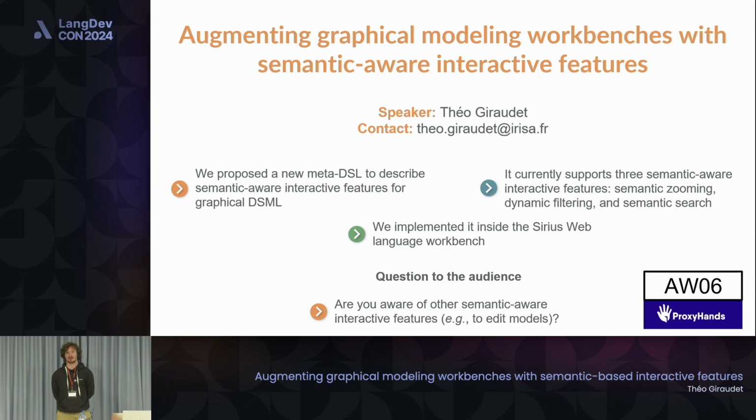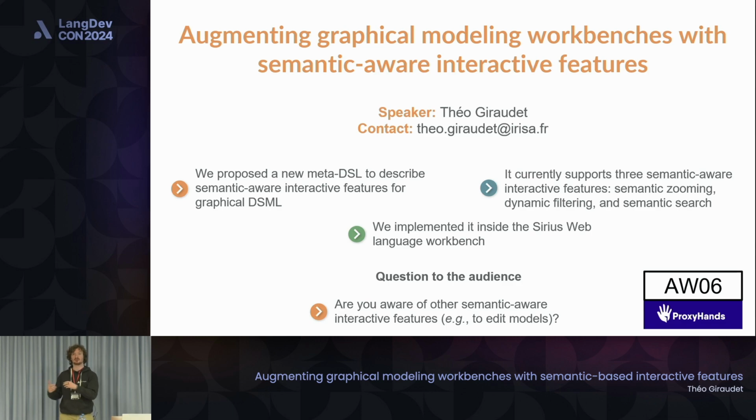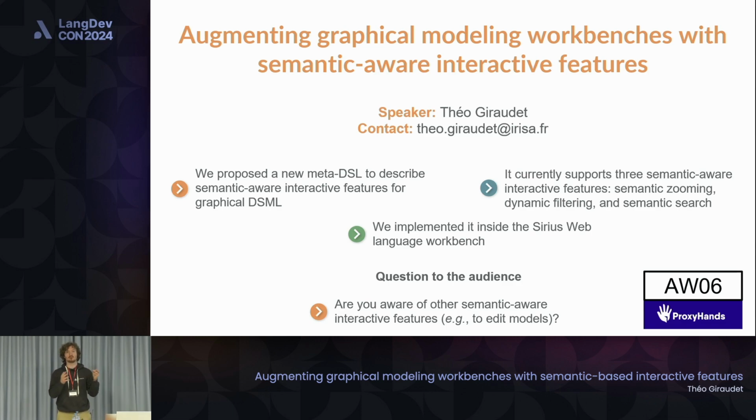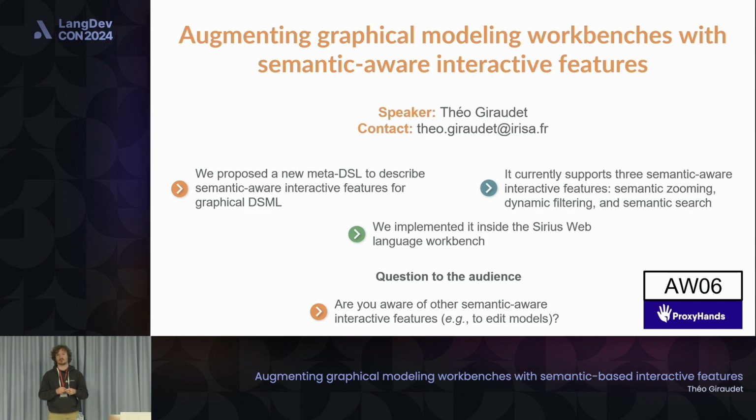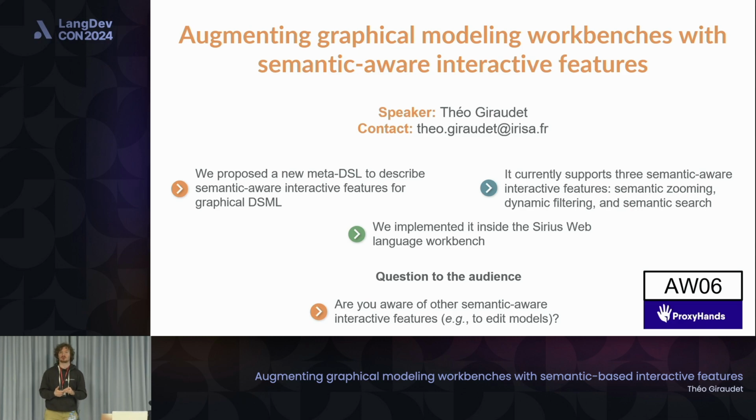Yeah, we are thinking about auto layout, but auto layout is really a complicated thing. Currently, we are not contributing the semantic-aware interactive features themselves, since they already exist inside the literature, but with the meta DSL. So if we want to implement auto layout inside Sirius Web, for instance, we have to search for existing libraries that provide auto layout to try to connect our approach to them. But most of them are not free or are not really efficient, if I can say it like that.